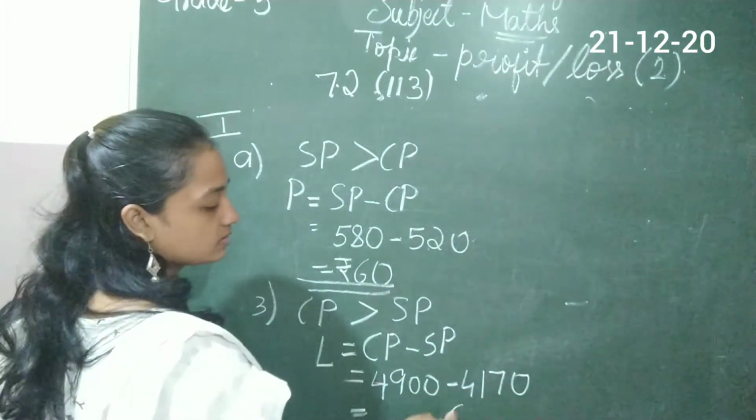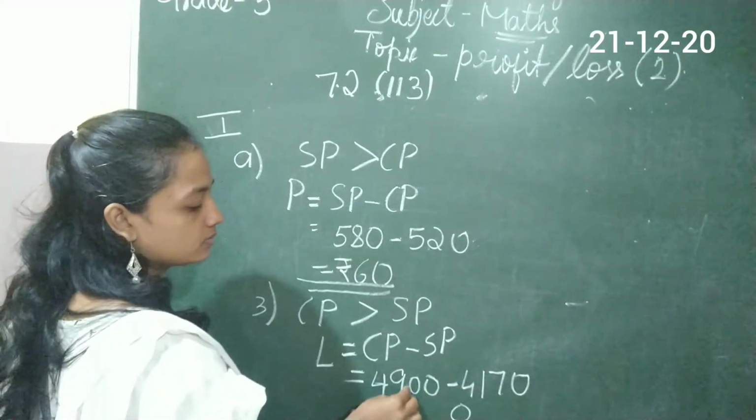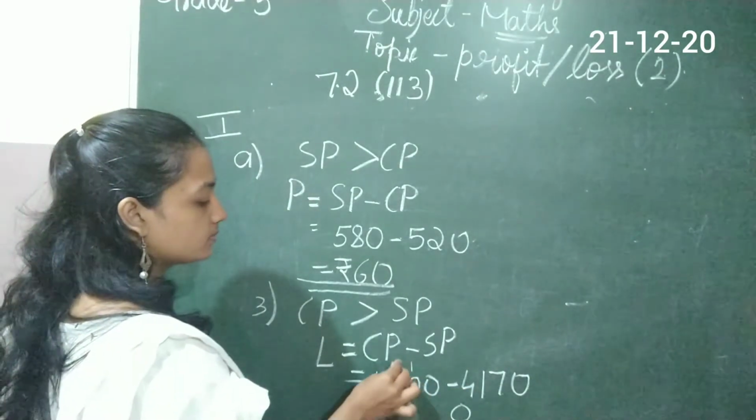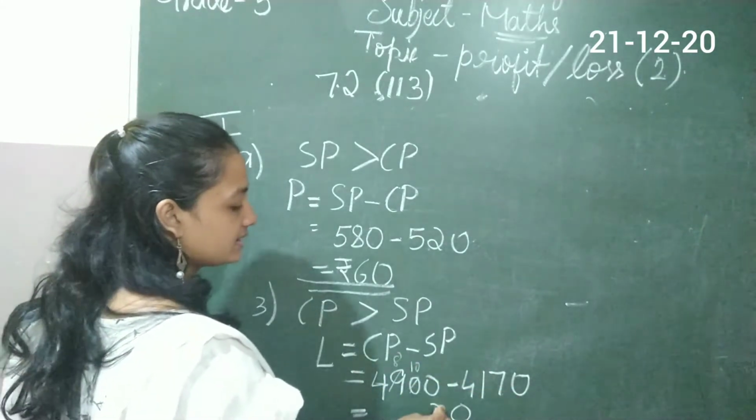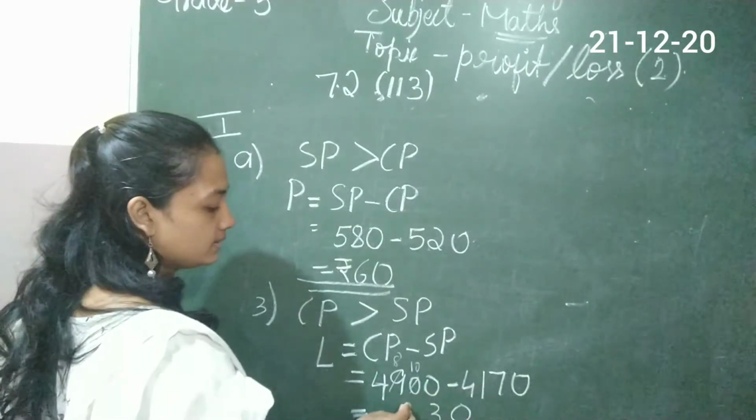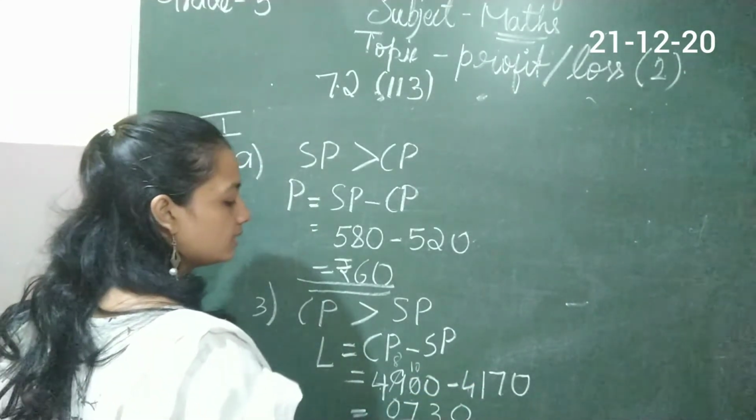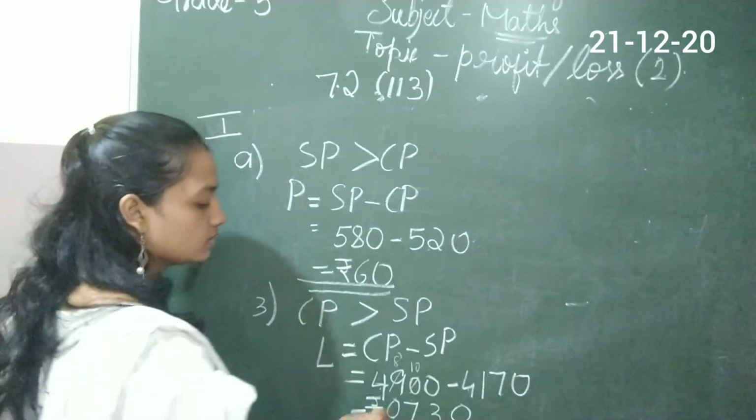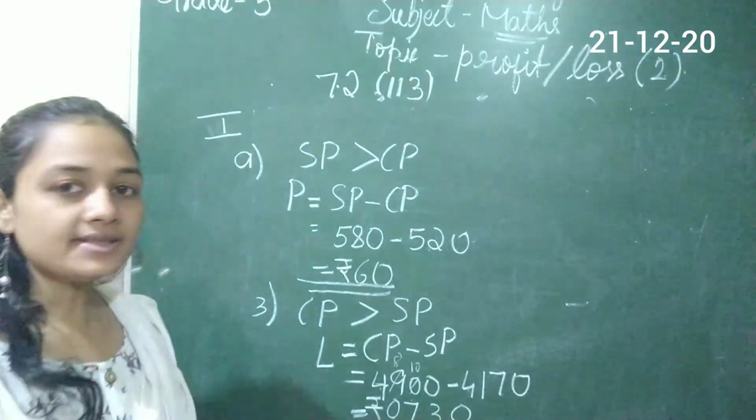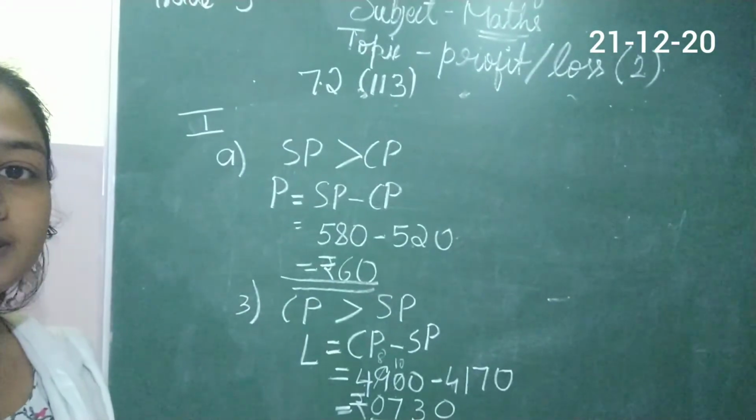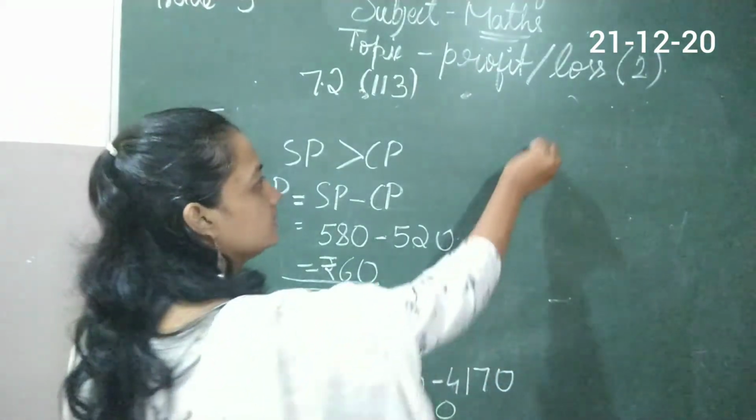0 minus 0 is 0. 0 minus 7 I can't subtract. So I have to borrow. This is 10. 10 minus 7 is 3. 8 minus 1 is 7. 4 minus 4 is 0. So this is the loss I get. It is 730 rupees.